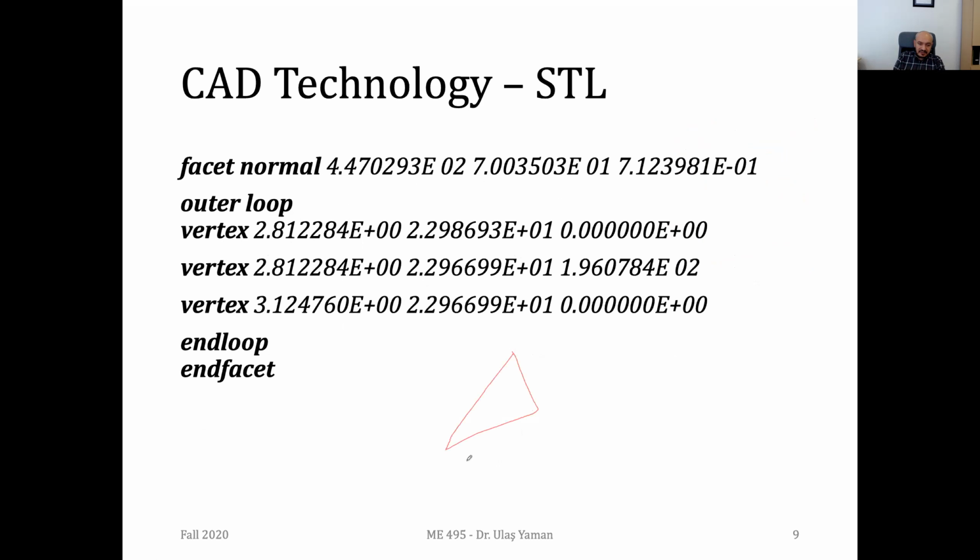This is a single triangle. We have vertices, and we need to define the coordinates of each vertex. These are the vertex information, and also we need to define the normal, and the unit normal information is written here. So in STL files, you have to define these 4 parameters for all the triangles. That's why once you have too many triangles, the size of the STL file increases.